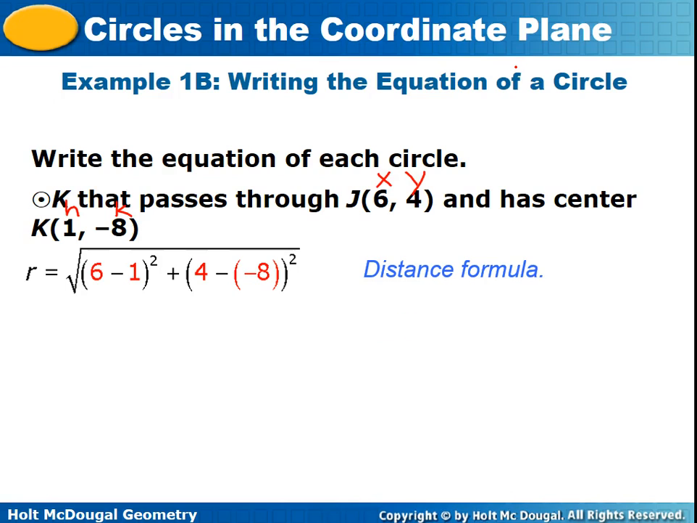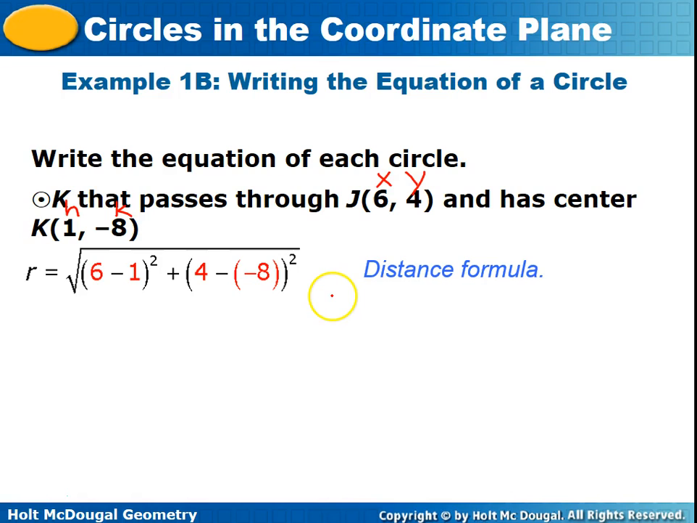Now, when we're doing this, you can write it exactly the way it is there on your paper. Just realize that when we're trying to find R, with our original formula, we had r² = (x − h)² + (y − k)². If we take the square root of r², we get r. So if we take the square root of this, we're going to get our radius.